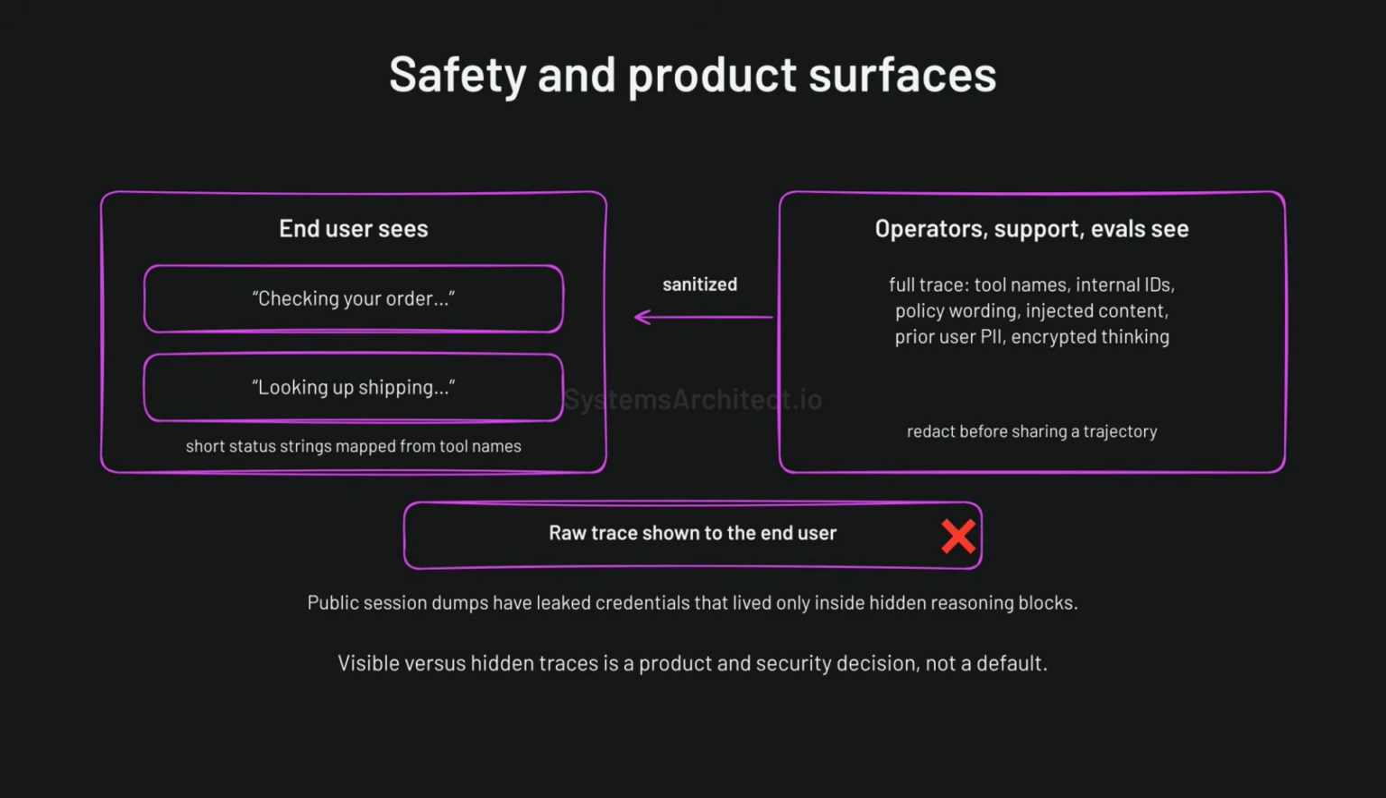Treat traces as sensitive logs. They may restate system prompts or prior user PII. Public agent session dumps have shown credentials that lived only inside encrypted or hidden reasoning blocks. So redact those fields before you share trajectories.